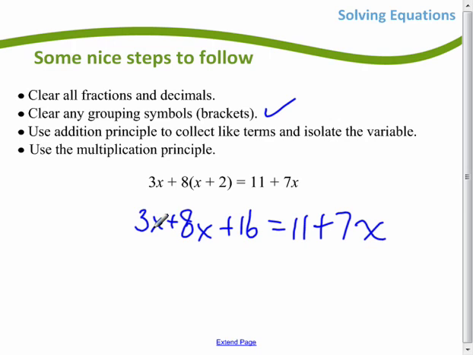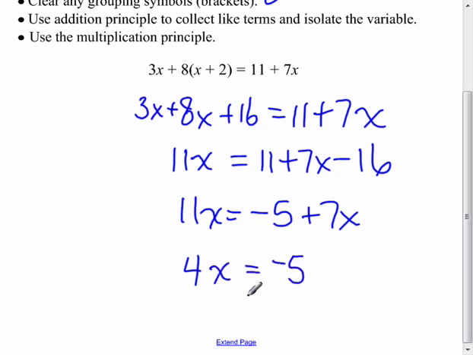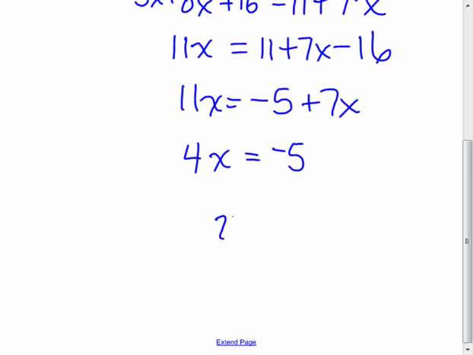So I have 3x plus 8x, that's 11x. I'm going to subtract 16 from both sides. So this will be equal to 11 plus 7x minus 16. Okay, so I have 11 minus 16. Those are like terms. That's minus 5 plus 7x. I know you're anxious for me to get that 7x over there. I'll do that now. I'll subtract 7x from both sides. So 11x minus 7x is 4x, is equal to negative 5. And then I'll divide both sides by 4. So x is equal to negative 5 over 4.